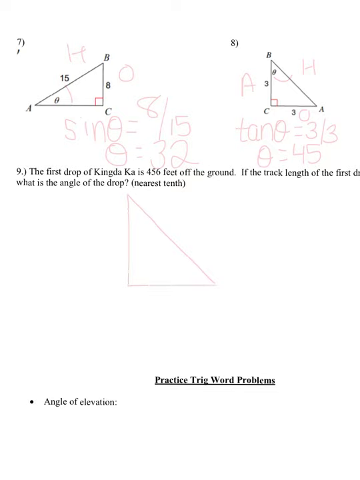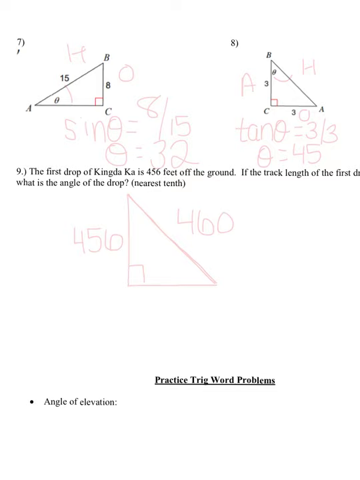Okay, so they're saying that the first drop of Kingda Ka is 456 feet off the ground. If the track length, so here's the length of the roller coaster as it goes up, is 460. Now that makes sense because the hypotenuse is always the longest side. So the 460 would have to go there. It couldn't go on the other side.